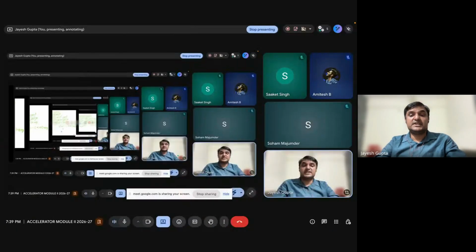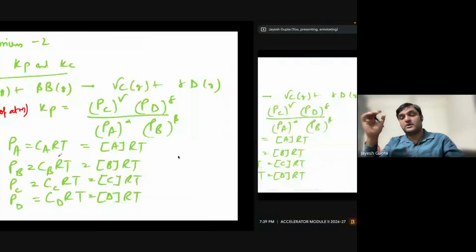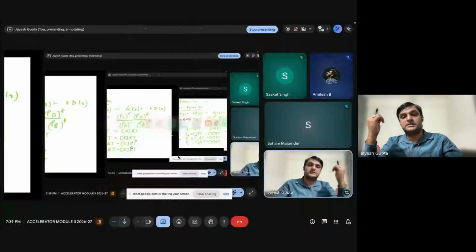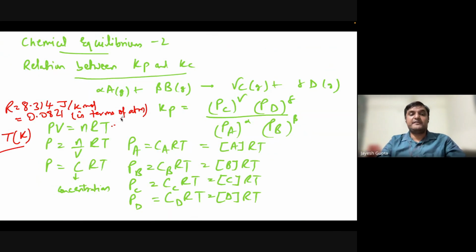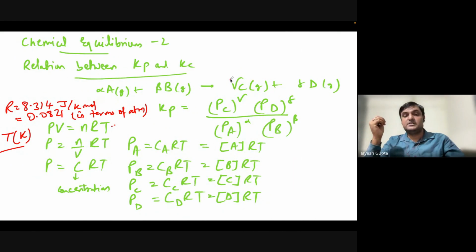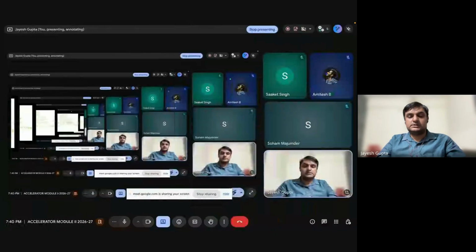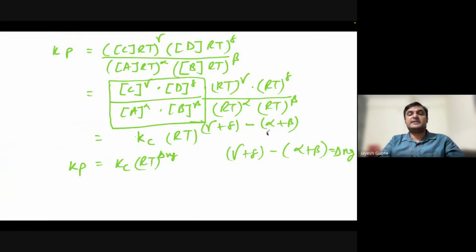Delta ng, once again I am defining delta ng. See, delta ng is what? You do the summation of coefficients of products. For example, in this particular reaction we have alpha A plus beta B giving gamma C plus delta D. So the coefficients of the product side are gamma and delta, you do the summation gamma plus delta. You do the summation of coefficients of the reactant side, alpha plus beta. Then you take the difference. So basically, delta ng is the difference in number of moles of gaseous products and reactants. That's why here gamma plus delta minus alpha plus beta became delta ng.